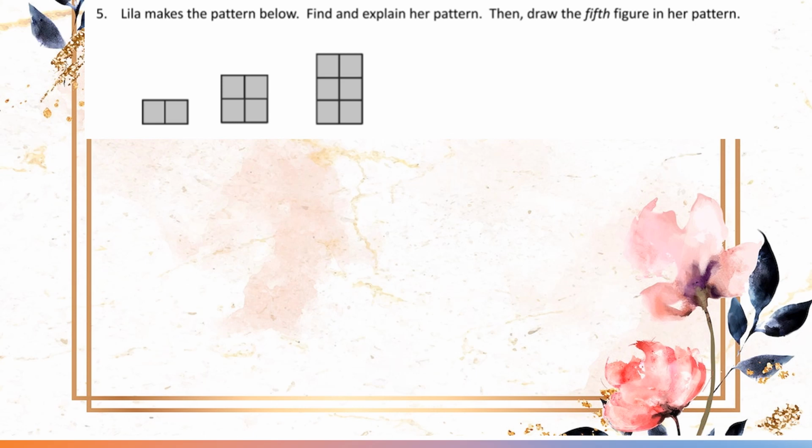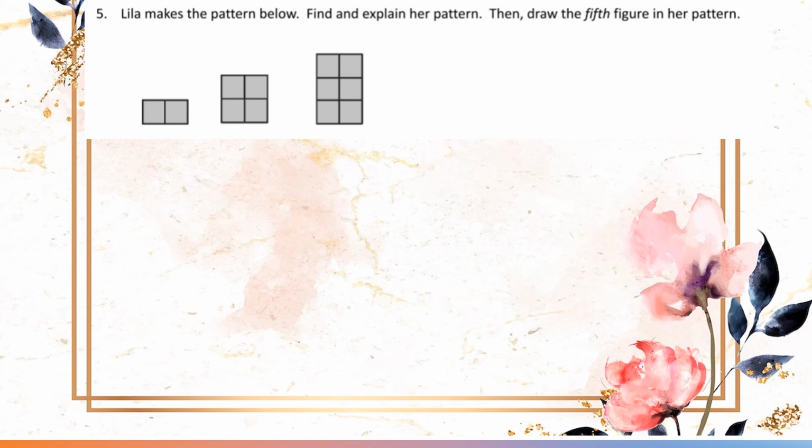Now let's take a look at the last question of our homework. Question number 5. It says, Lila makes the pattern below. Find and explain her pattern, then draw the 5th figure in her pattern. Okay, well, let's look at the first one. It's 2 units. All right, and the second one is 4 units. And the third one is 6 units. Well, 2, 4, 6.